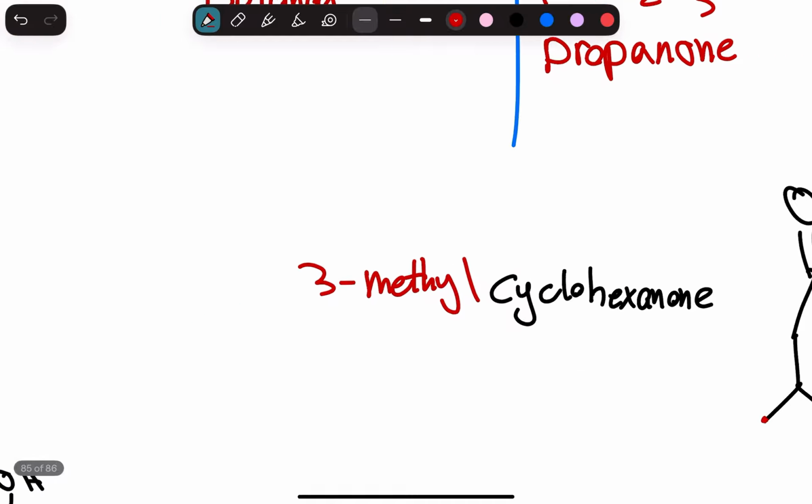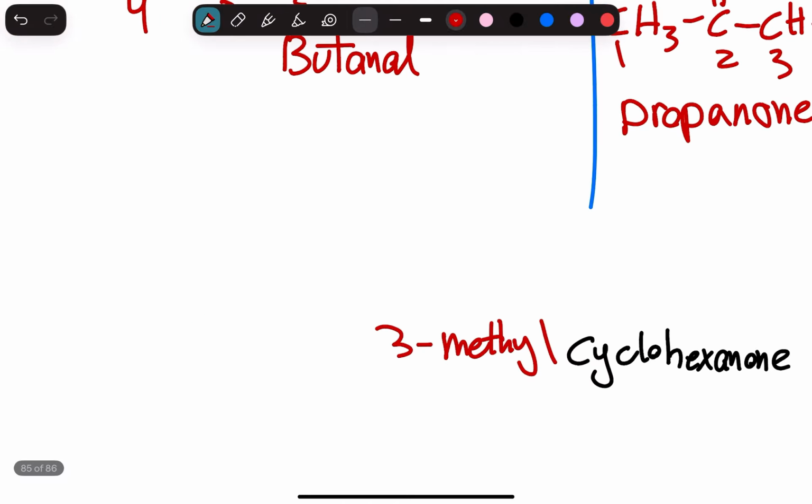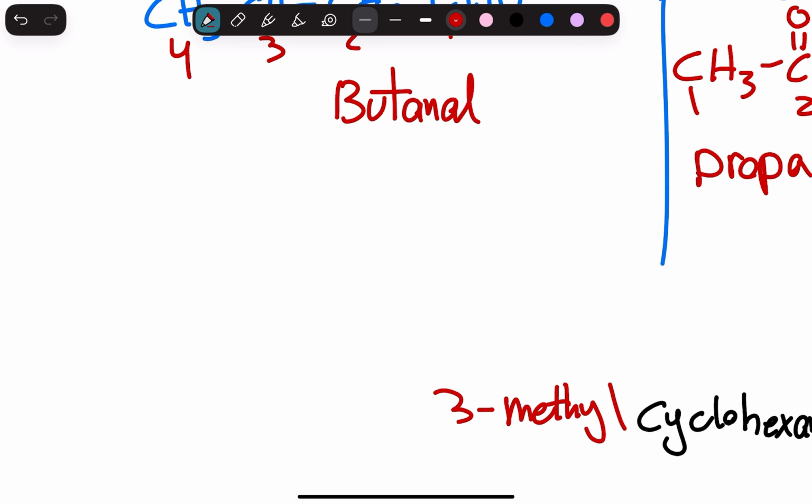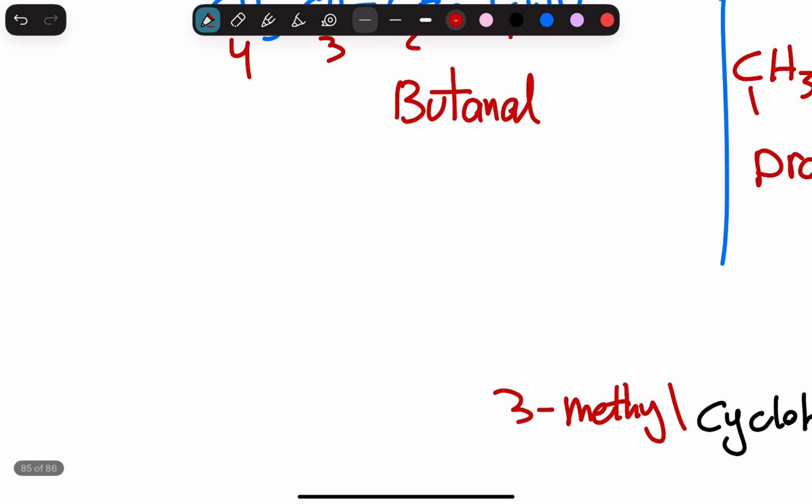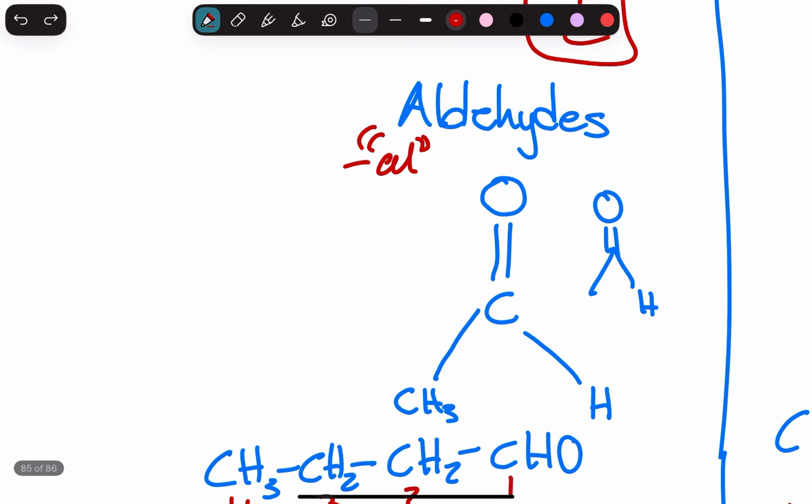So actually, we'll do one more thing. Let's say you have an aldehyde, okay, that is a benzene ring. What would that be called? That would be called a benzaldehyde. So if we have our benzene ring and we have our carbonyl group attached to it with an H on the end, that would be our benzaldehyde.